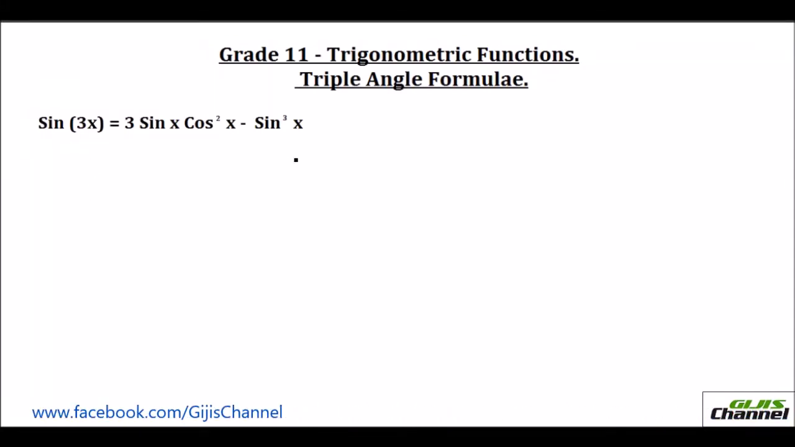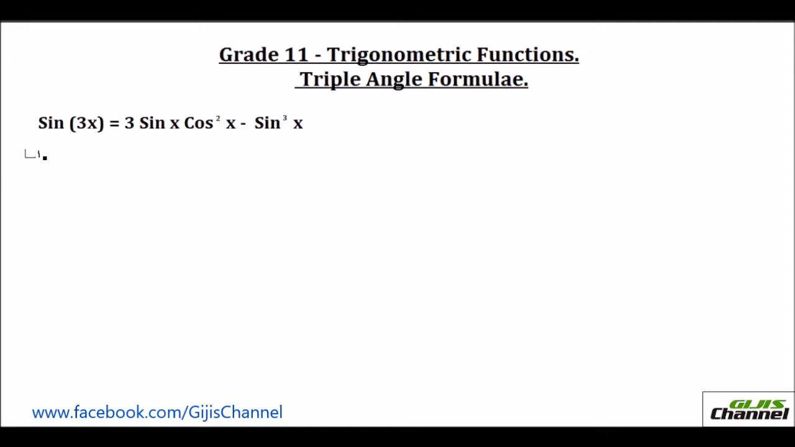We are going to learn the triple angle formula here, how to derive these formulas. So the first one is sine 3x, and sine 3x is equal to 3 sine x cos square x minus sine cube x. So let us see how to get this, okay? How do we derive this?